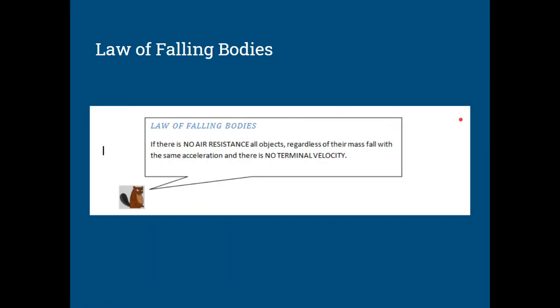On that sheet, where it had the thing about terminal velocity, you can write in the back the law of falling bodies. Pause this and write it down. The law of falling bodies is if there's no air resistance, all objects, regardless of their mass, fall with the same acceleration, and there is no terminal velocity. Right? If there's no air resistance, there's no terminal velocity. The thing will just accelerate and accelerate and accelerate until it hits the ground. Like things on the moon, they don't reach terminal velocity because there's no air resistance.